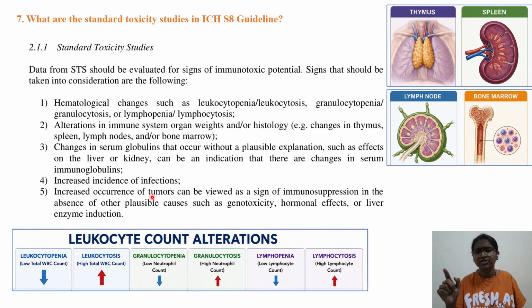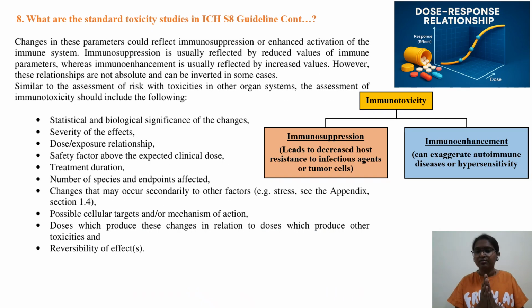You are not doing any new studies. Already these studies are there, 28-day, 3-month, 90-day, or 1-year studies. From these repeat dose toxicology studies only, by looking into additional things like hematological parameters, globulin levels, or checking histopathology, you can identify whether there is a potential concern for immunotoxicity. Okay, then we'll look into another section.